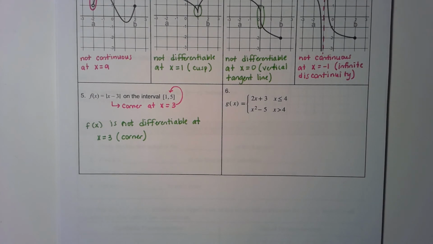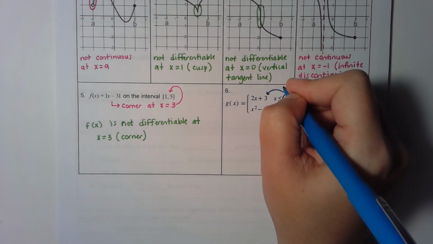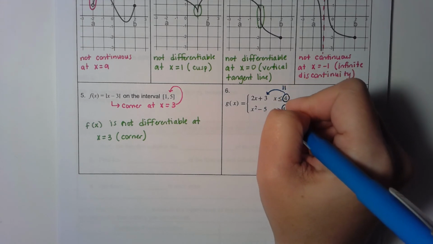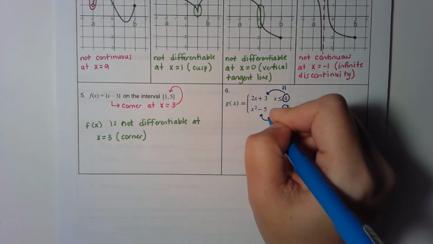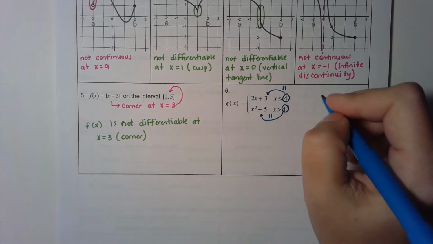In problem number 6, we have a piecewise function. So what I'm really worried about here is the breaking point. I'm going to start by plugging the number 4 into the top, which means I get 8 plus 3 is 11, and plugging the number 4 into the bottom, which means I get 16 minus 5 is 11. So therefore, this is a continuous function.